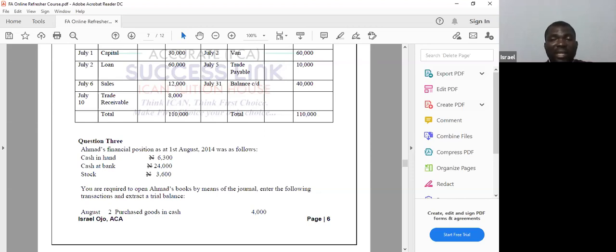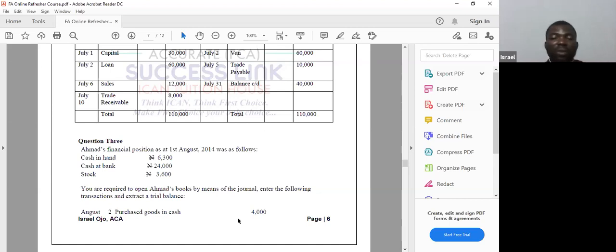So if my purchase account increases, the rule says I should debit the expense account whenever it increases. So I'm going to debit the purchase account. Now, the rule says that whenever my cash account reduces, whenever I issue out money, I need to credit my cash account. That's the rule, because the cash account falls under assets. And whenever an asset is being reduced or given out, then what? You credit the account.